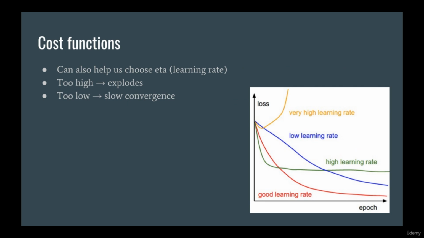You can also use this same plot to help improve your learning rate. If the cost explodes or becomes not a number, your learning rate is probably too high. If your cost converges too slowly, you can try increasing your learning rate.